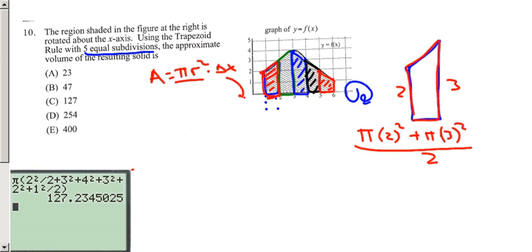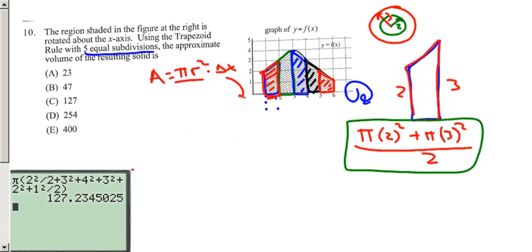Now again, that was like us taking our outer pancake had a radius of 3, and our inner pancake had a radius of only 2. And this expression finds the average area of those two pancakes. And then we're going to multiply that by change in x. And again, where our change of x just equals 1.